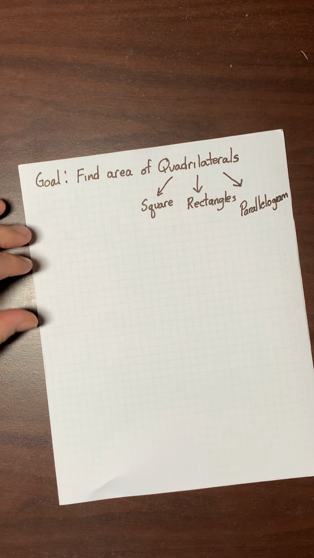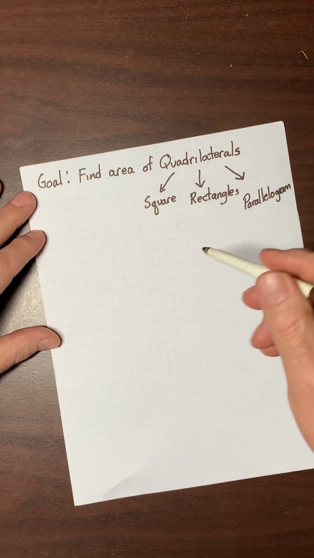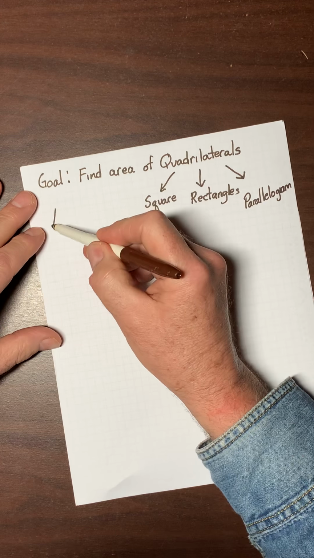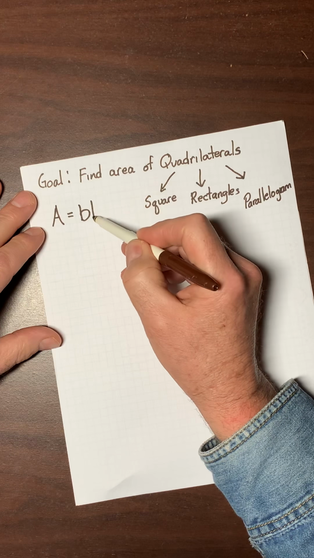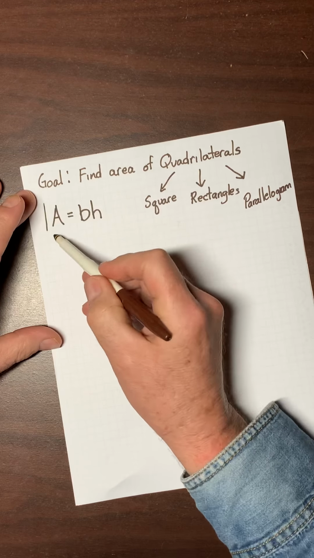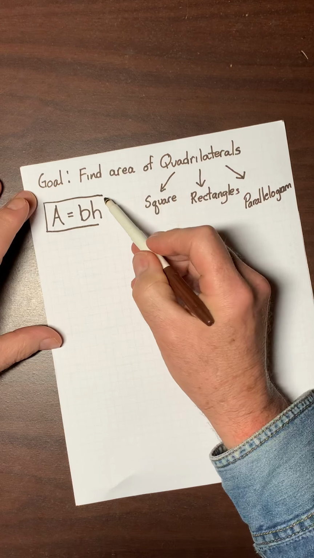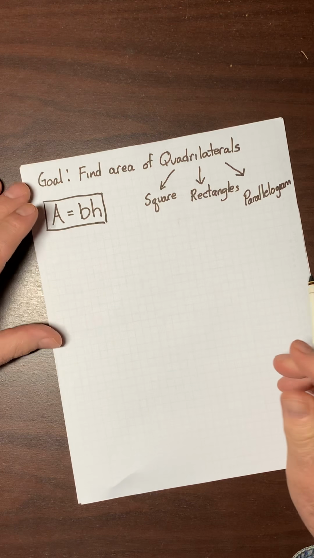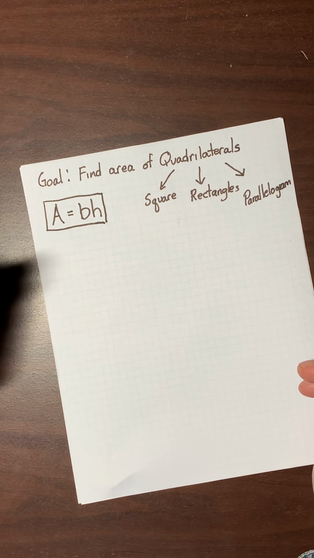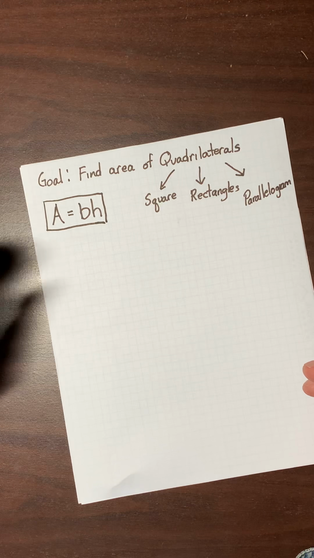The formula that we'll use for actually all three of these is very simply going to be that the area is equal to the base times the height. So this is our general formula. Before we start into this, though, I want to remind you that there are some skills that you learned previously. They're going to come into play here.